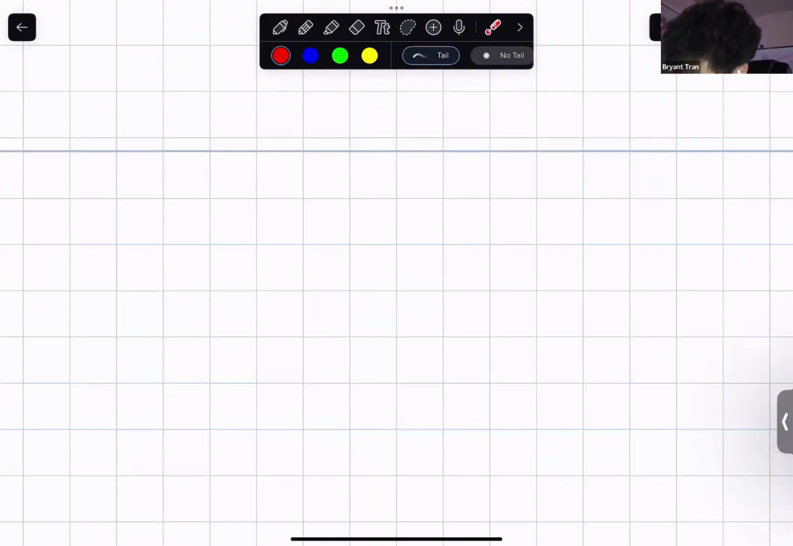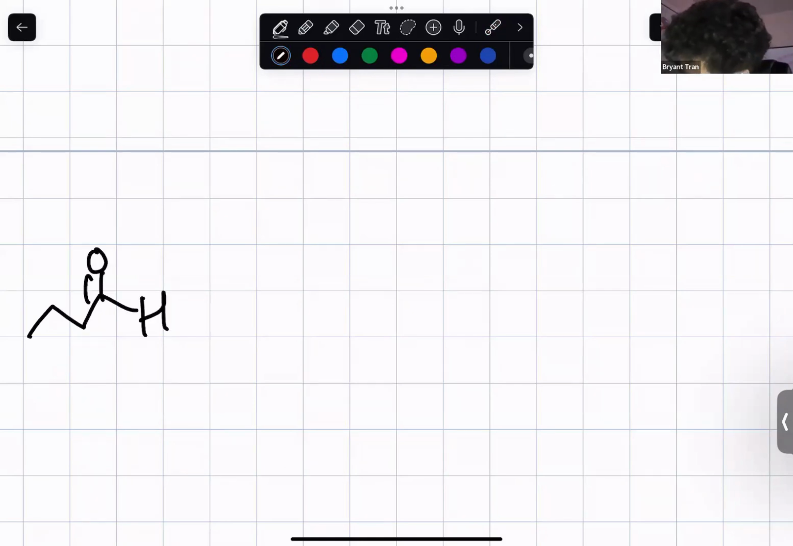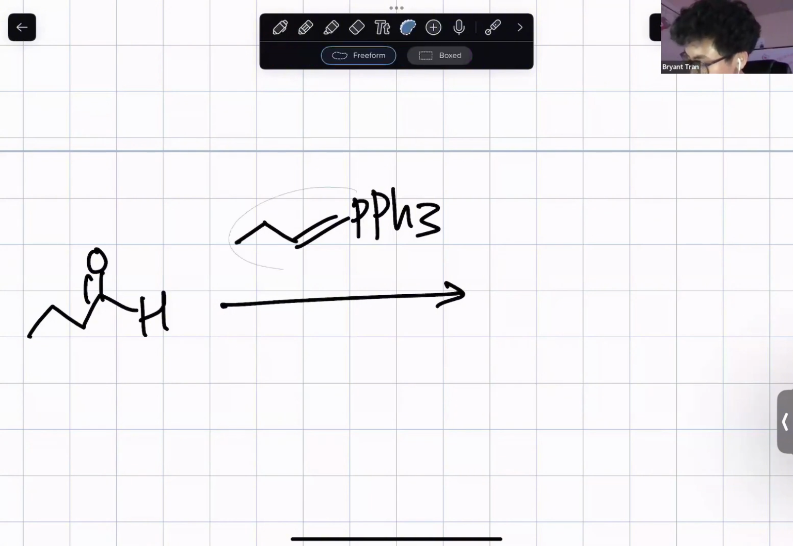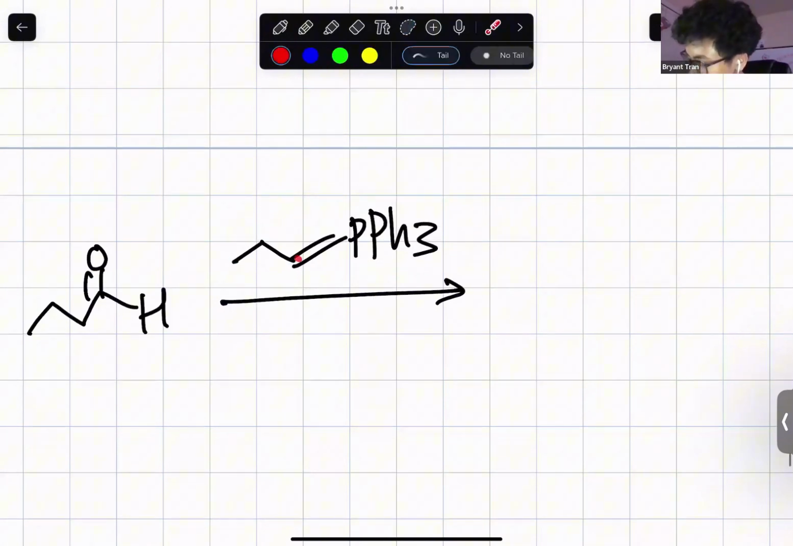So if I have this aldehyde right here, and I react it with this ylid right here, this is how I would predict the product right here. Wait, actually, let's not put a ring yet. Let's start simple first, and then I'll put that ring after. So this right here is my carbonyl. This right here is my ylid.